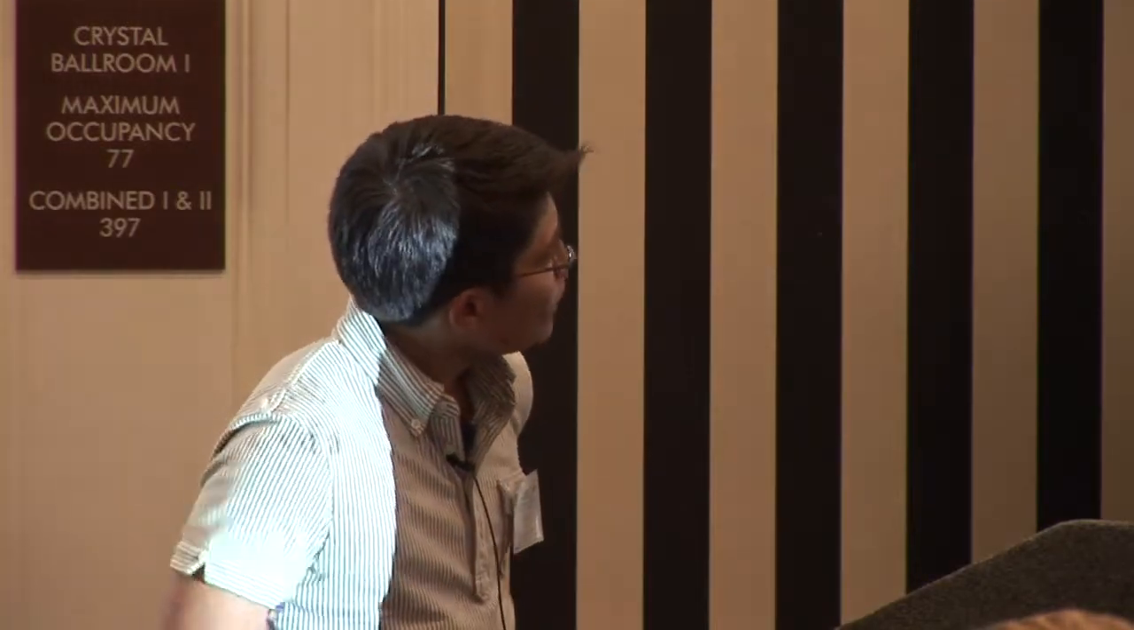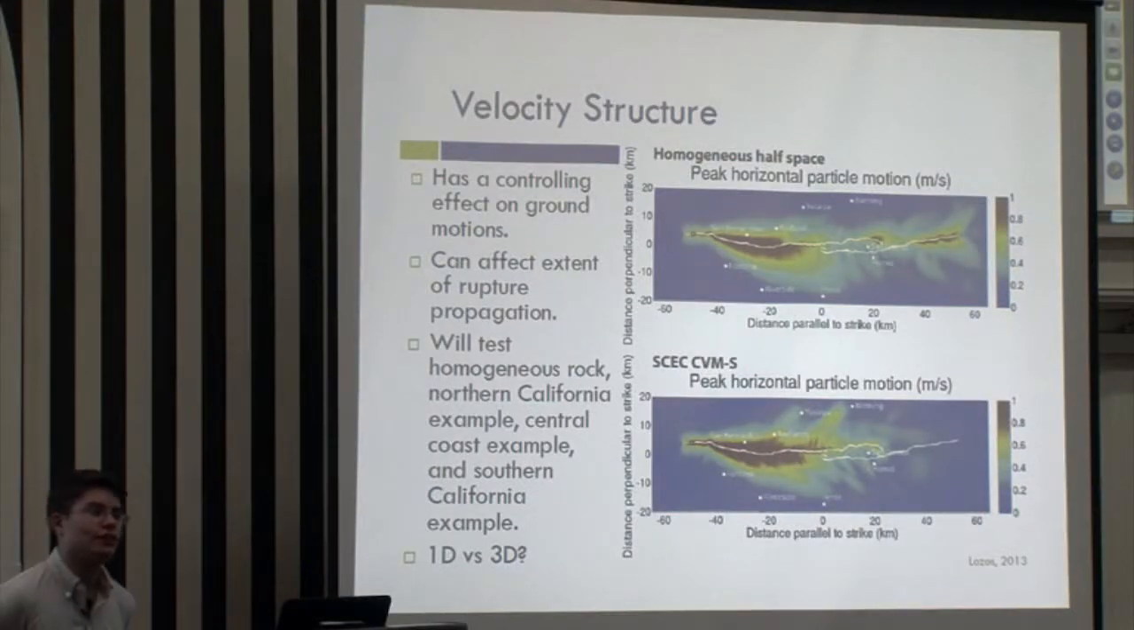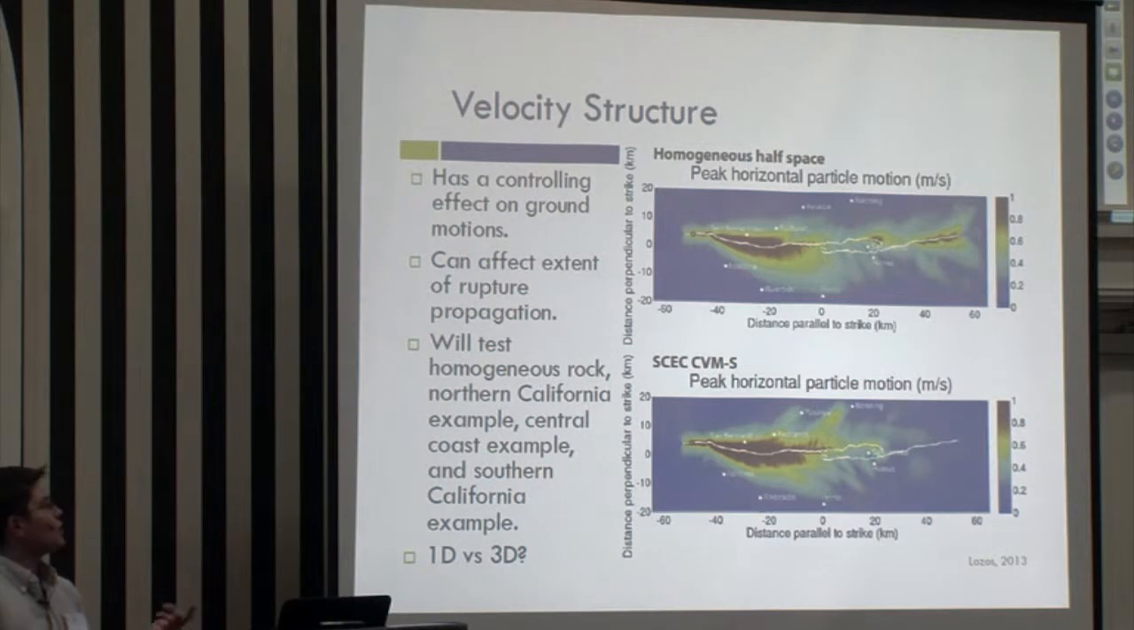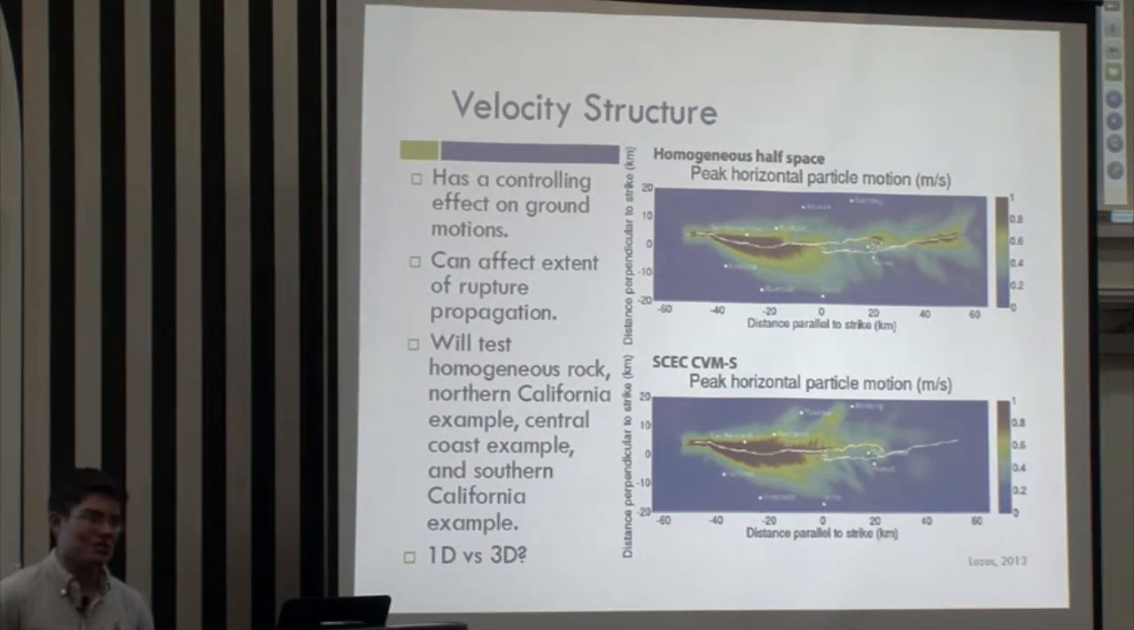So I want to test several different velocity structures when I do this parameter study. I want to do just the homogeneous one. But then a Northern California example, a Central Coast example, specifically looking at the Yellow Canyon area again. And then a Southern California example, just to look at how these different velocity structures might affect the splay faulting behavior in these different areas.